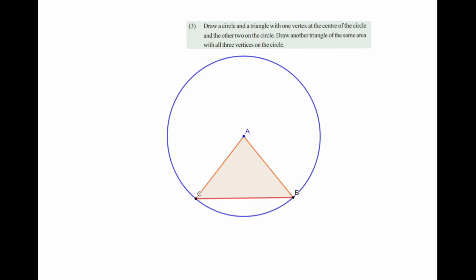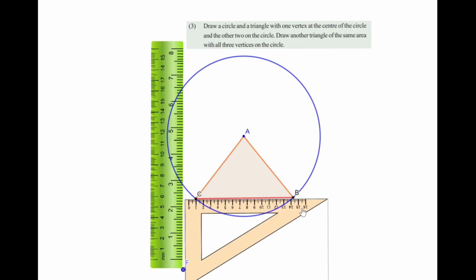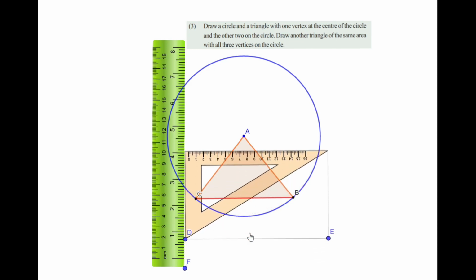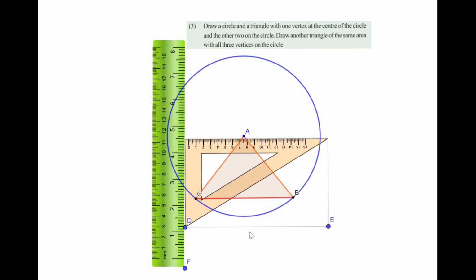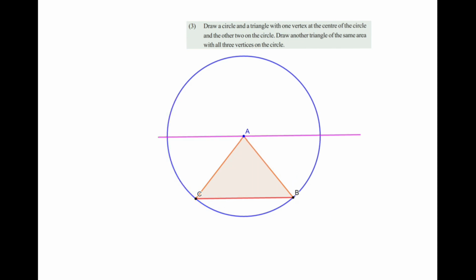For that, let us take the set square and ruler. Place it like this. Now slide it along the ruler. Now draw a line through A. This is a line parallel to the base. Let us mark the point of intersection, any one point of intersection. Now join the ends B and C of the base to this point to get the required triangle.